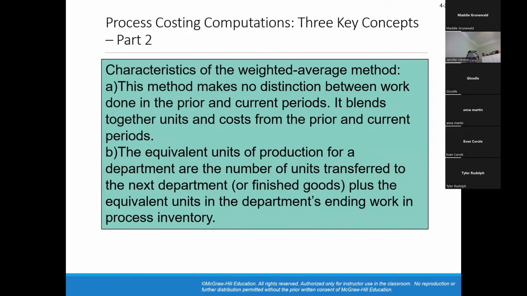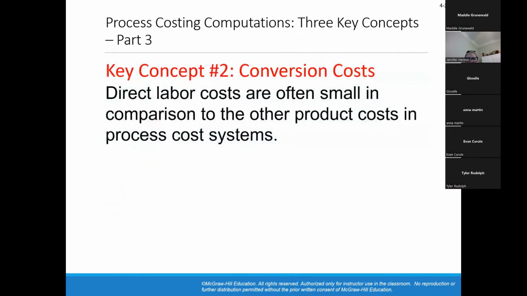All right, the characteristics of the weighted average method. This method makes no distinction between work done in the prior and current periods. It blends together the units and costs from the prior and current periods. And then the equivalent units of production for a department are the number of units transferred to the next department or finished goods, plus the equivalent units in the department's ending work in process inventory. So you're probably not really going to get it until we walk through an example.